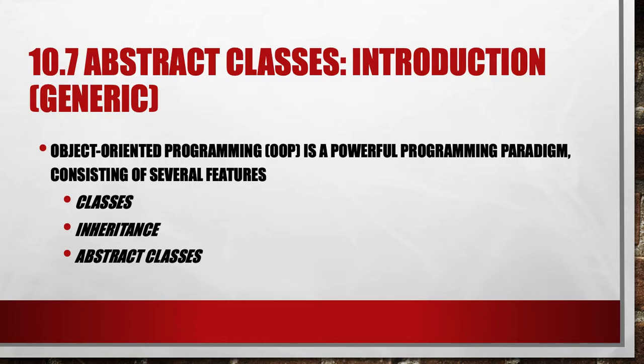We recall that classes encapsulate data and behavior, and create objects. Some also feature inheritance, which allows one class to be based on another class. Abstract classes are classes that guide the design of subclasses, but cannot themselves be instantiated as an object. Let's take a look at some examples.